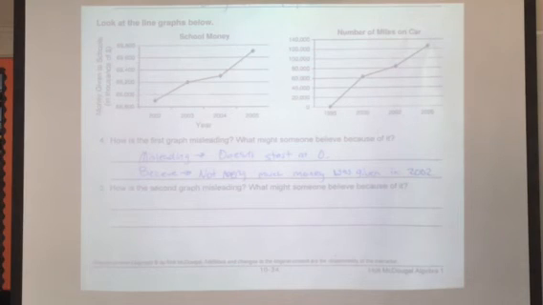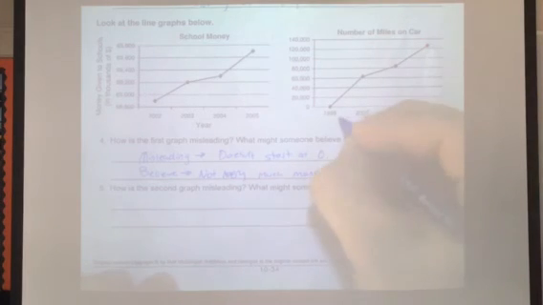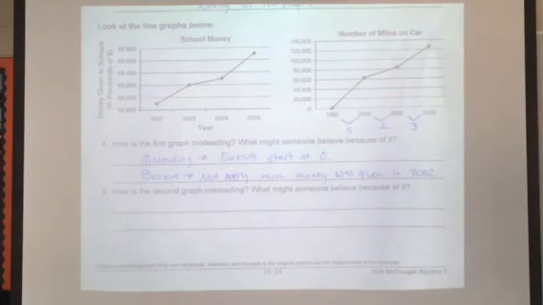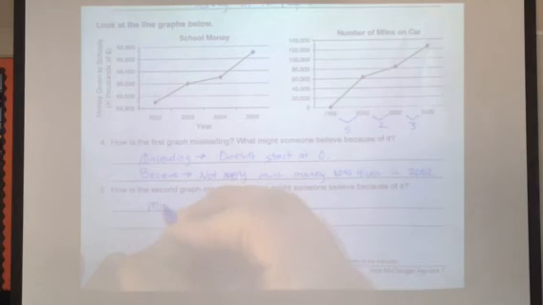What about the second graph? How is this misleading? It starts at 0, so the vertical axis is great. What about the horizontal axis? Is it going up by the same amount? If you notice here, it's going up by 5 years, by 2 years, by 3 years. So it is misleading.